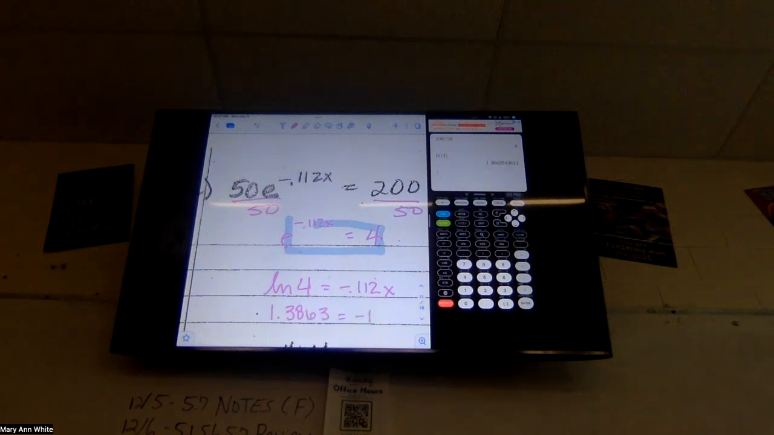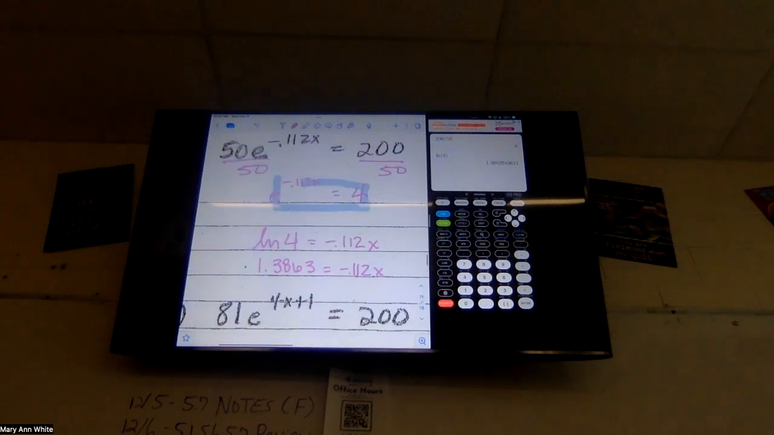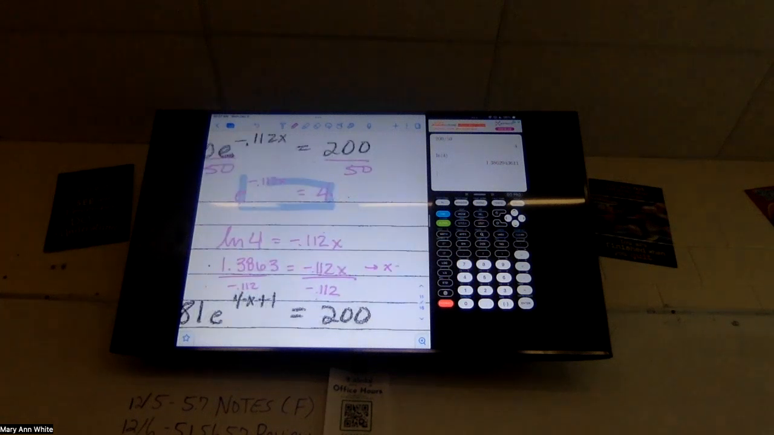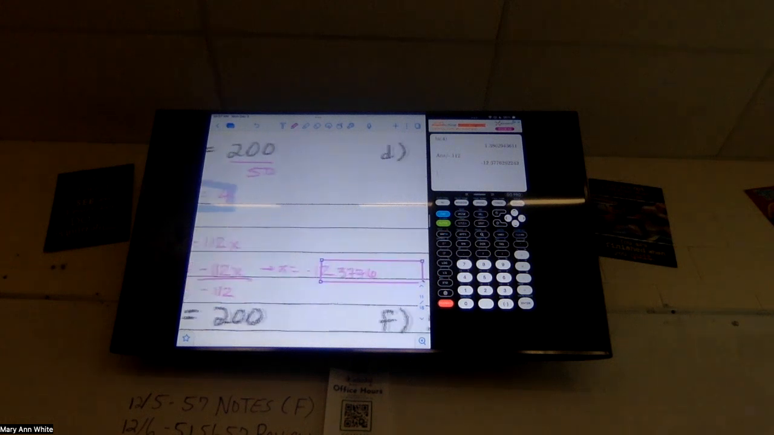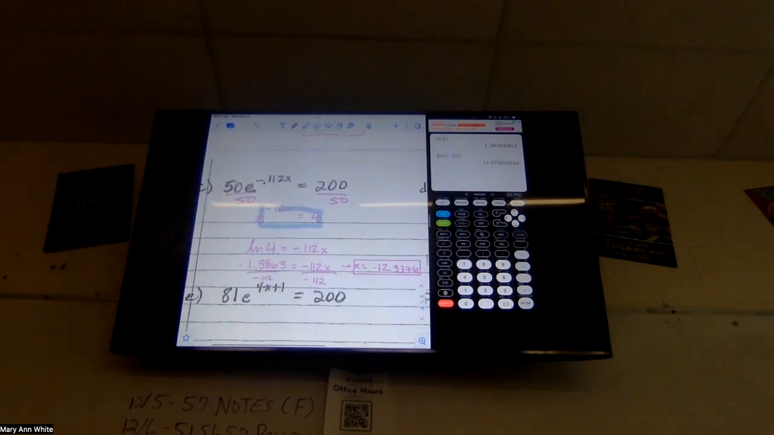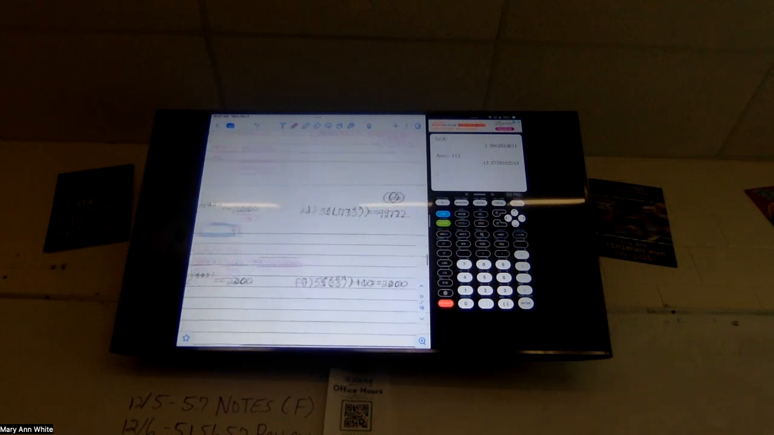ln of 4 is 1.3863 equals negative 0.112x. And then we divide by that negative 0.112. We say x equals negative 12.3776. All right, that was letter C. Are you good with letter C? All right. Let's go do letter D.